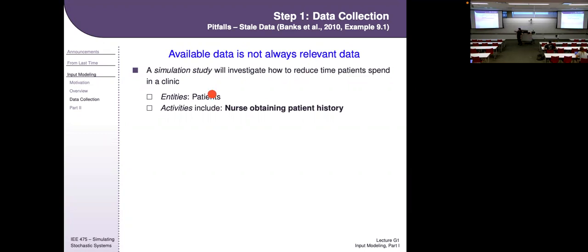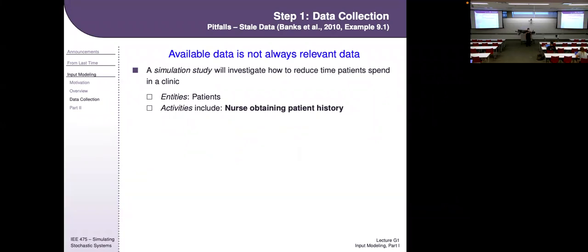Here the entities going into the system are patients, and those patients have to get matched up with a nurse who takes their history. We're just focusing on the activity of taking the history. So they might wait in the lobby, that's the delay, that's an output.